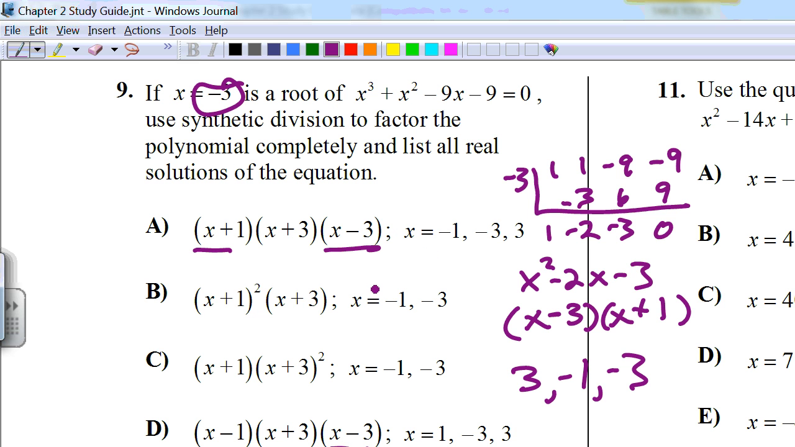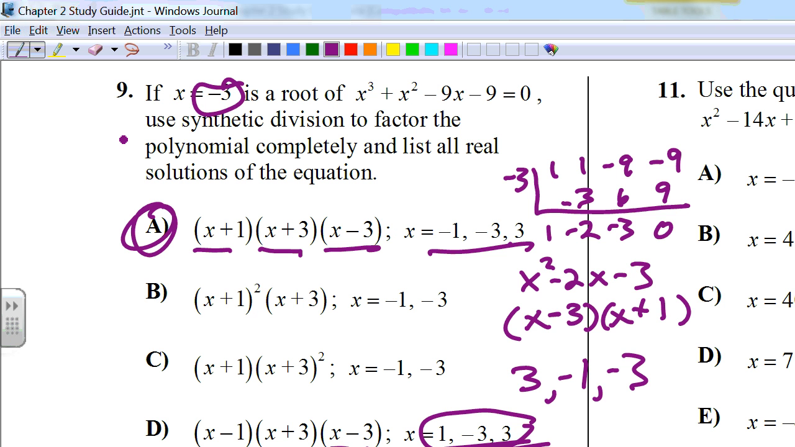The negative gives me x plus 3. So that has the x plus 3. Okay, then we've got to look at our zeros. This one has an x minus 1, and that doesn't work. So we have negative 1, negative 1, negative 3, positive 3. That looks correct. They didn't flip the sign on those. So we need A.